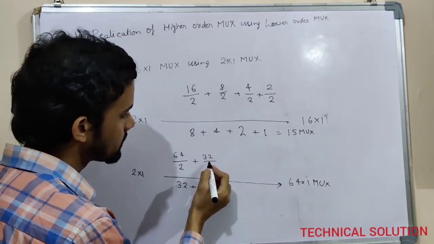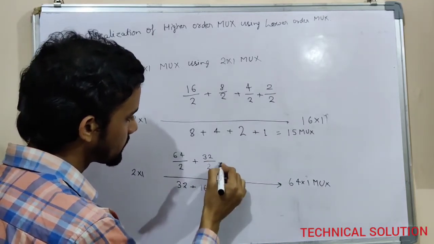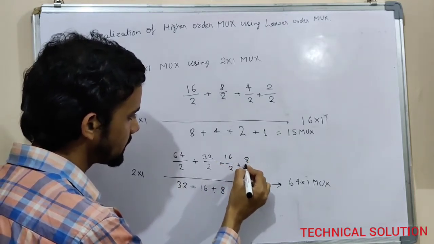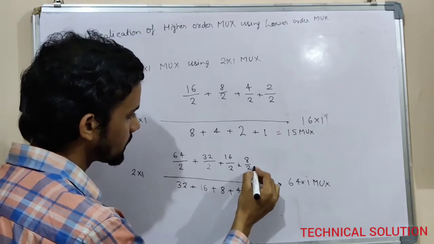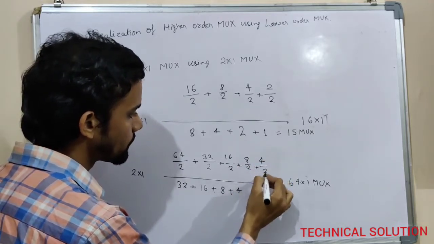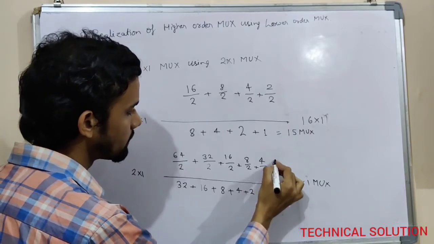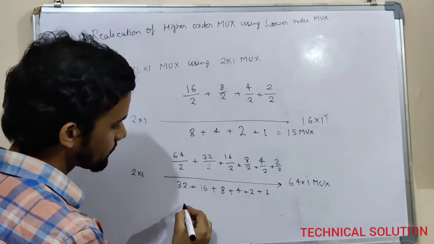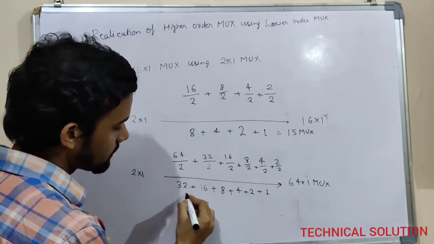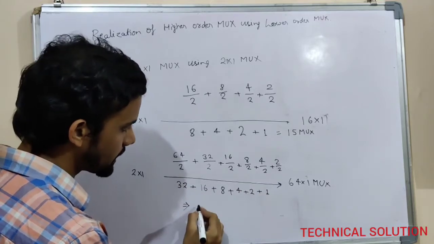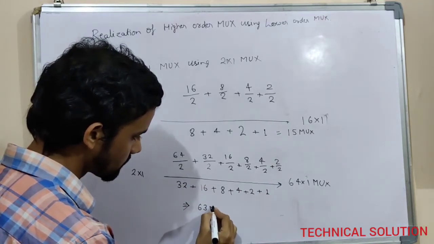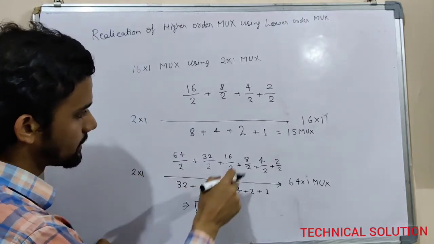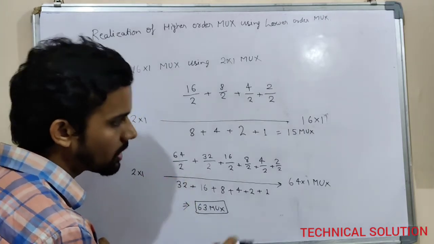Divide this 32 by 2, we get 16. Again divide this 16 by 2, we get 8. Again divide this 8 by 2, we get 4. Again divide this 4 by 2, we get 2. Again divide this 2 by 2, we get 1. So add these numbers, we get 63 multiplexers. And this process is valid for the design of all multiplexers.